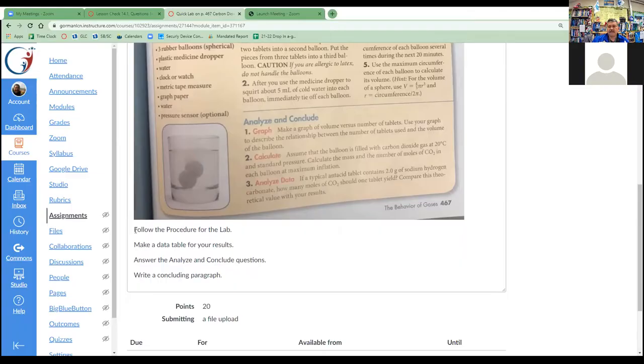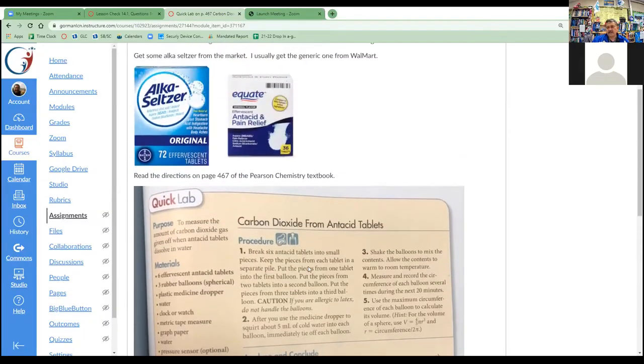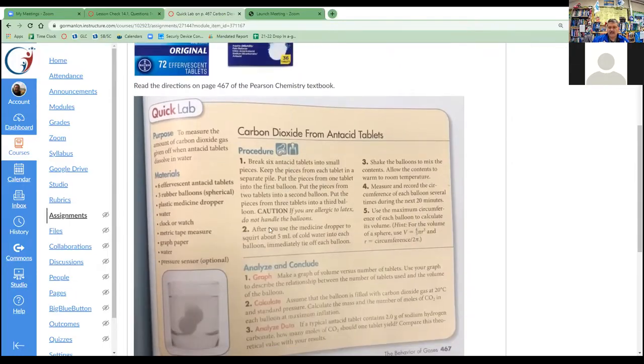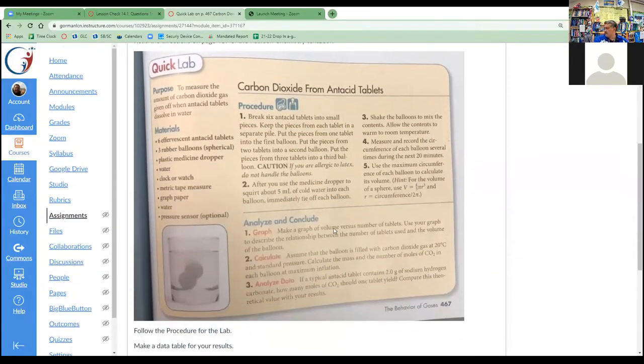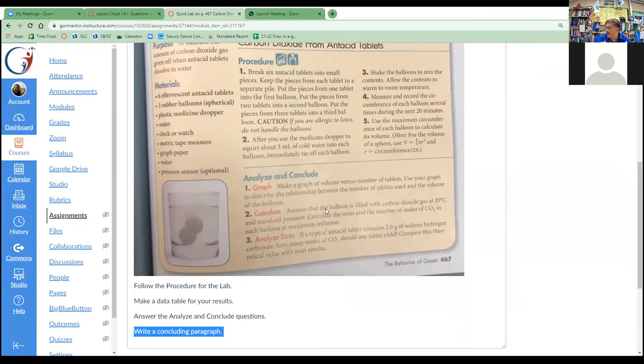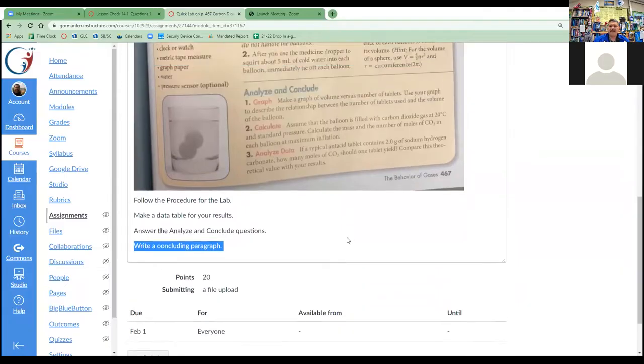So it says follow the procedure, make a data table, answer the questions, write a concluding paragraph, and then throw this all together with an introduction. This image also for the materials and methods, put a cover sheet on it, and ta-da, you've got your lab report all written up. Okay, all right, so let's get started with the lab.